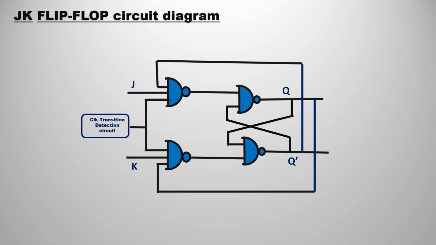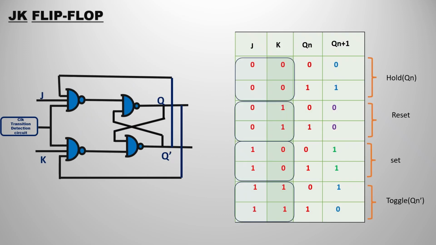So change the S and R to J and K. Then the remaining whole circuit becomes a JK flip-flop. If you have any doubts regarding this circuit, you can verify the truth table. I have already explained the truth table. The first two conditions are hold, the next two conditions are reset, the next two are set, and the next two are toggle.